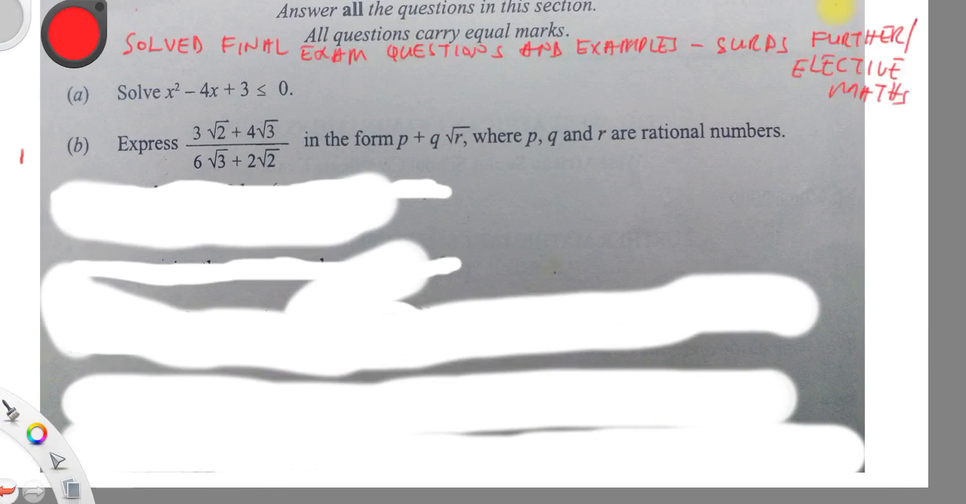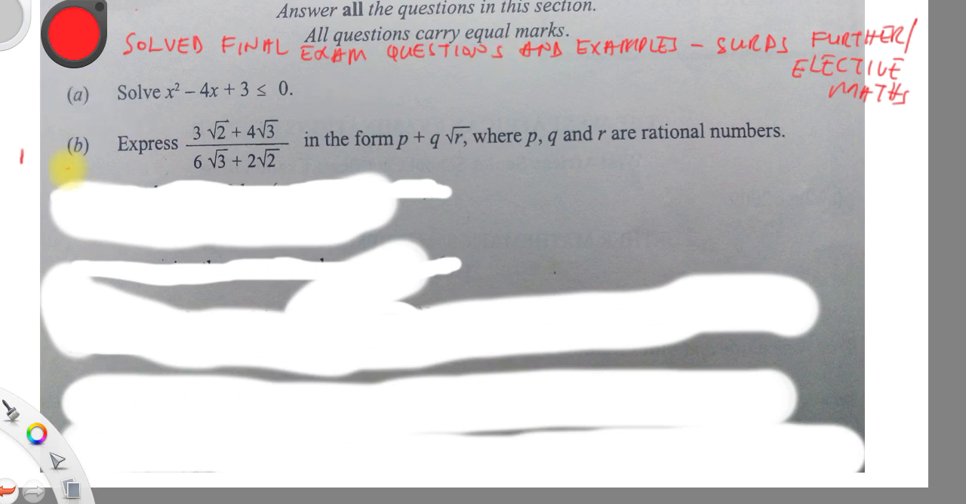Hello, students. This is another question. Let us consider this example. This was a final exam question on sets in further mathematics or elective mathematics. So this is also a theory question. Answer all questions, they carry equal marks. Okay. So this is question number 1, A and B.